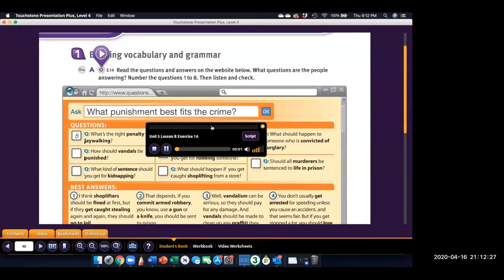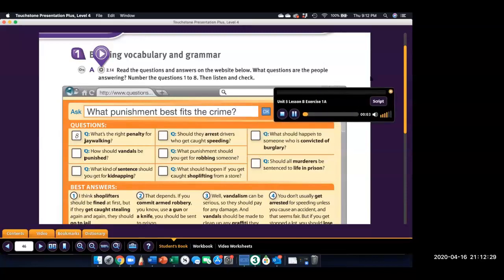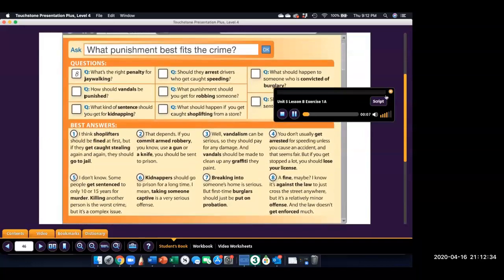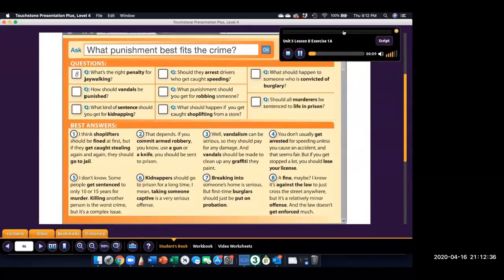Page 46, Lesson B, Crime and Punishment. 1. Building Vocabulary and Grammar. A. Read the questions and answers on the website below. What questions are the people answering? Number the questions 1 to 8, then listen and check.